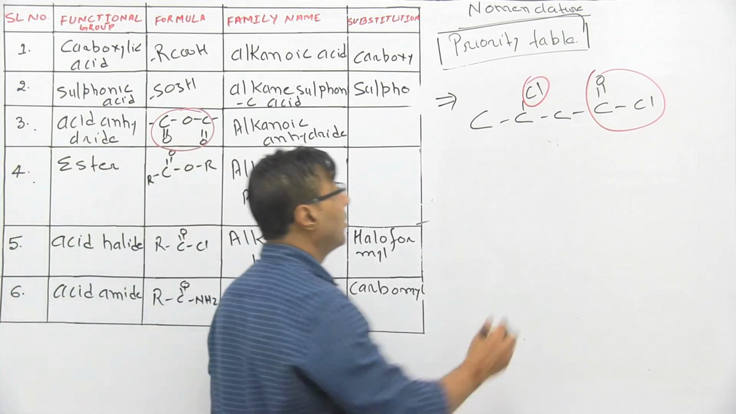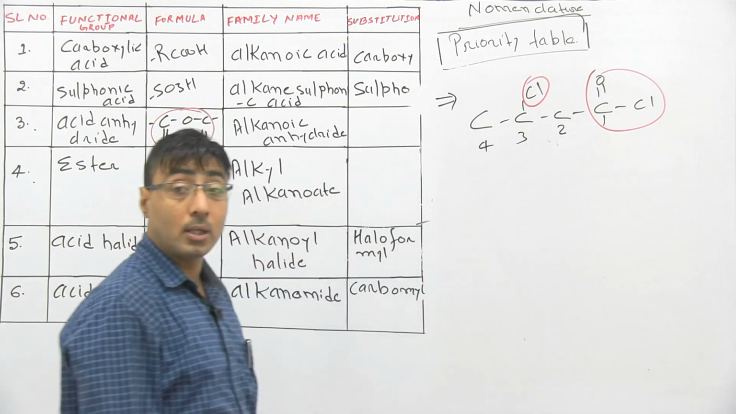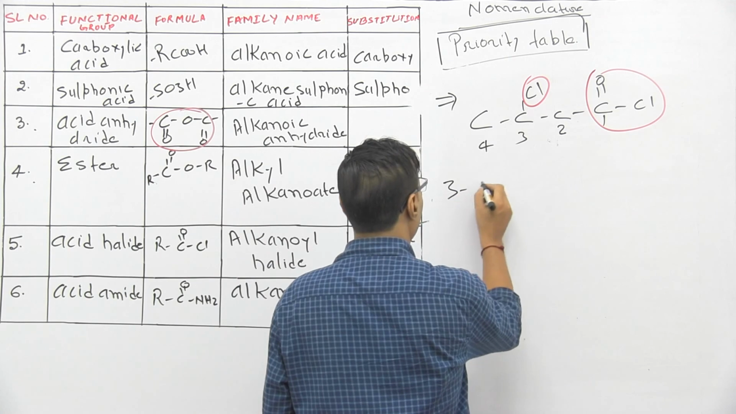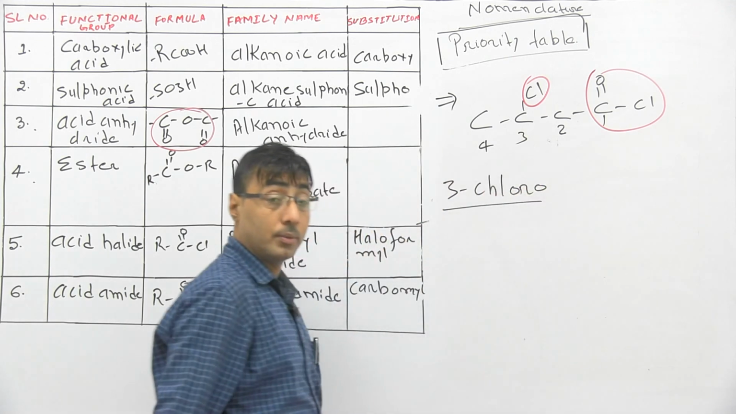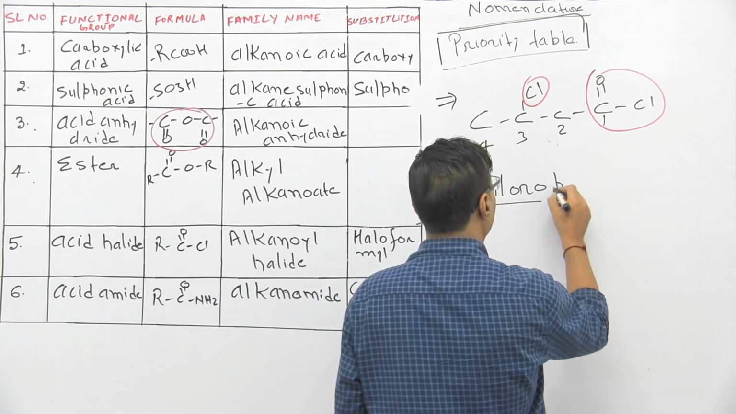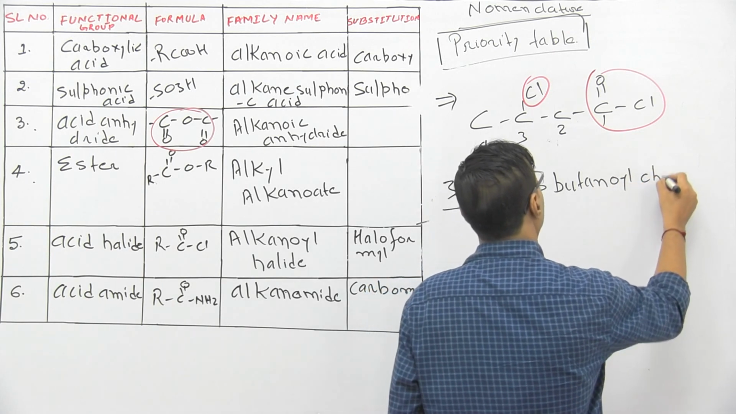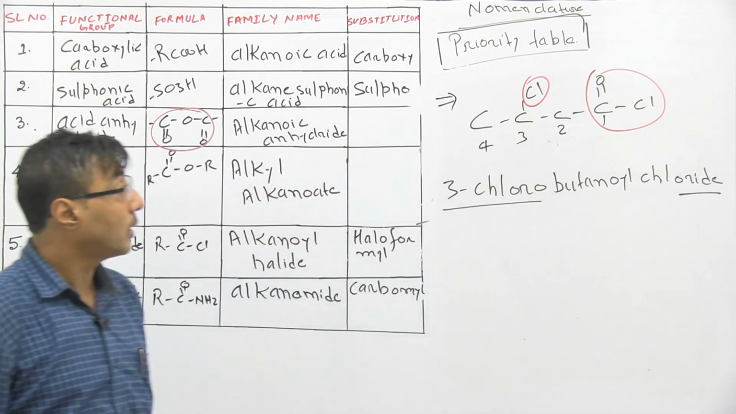The numbering will start from this side. So how many carbon is there? 4. At 3 position chlorine is there. So the name will be 3 chloro. How many carbon is there? Butanoyl chloride. This is the IUPAC name of this compound.